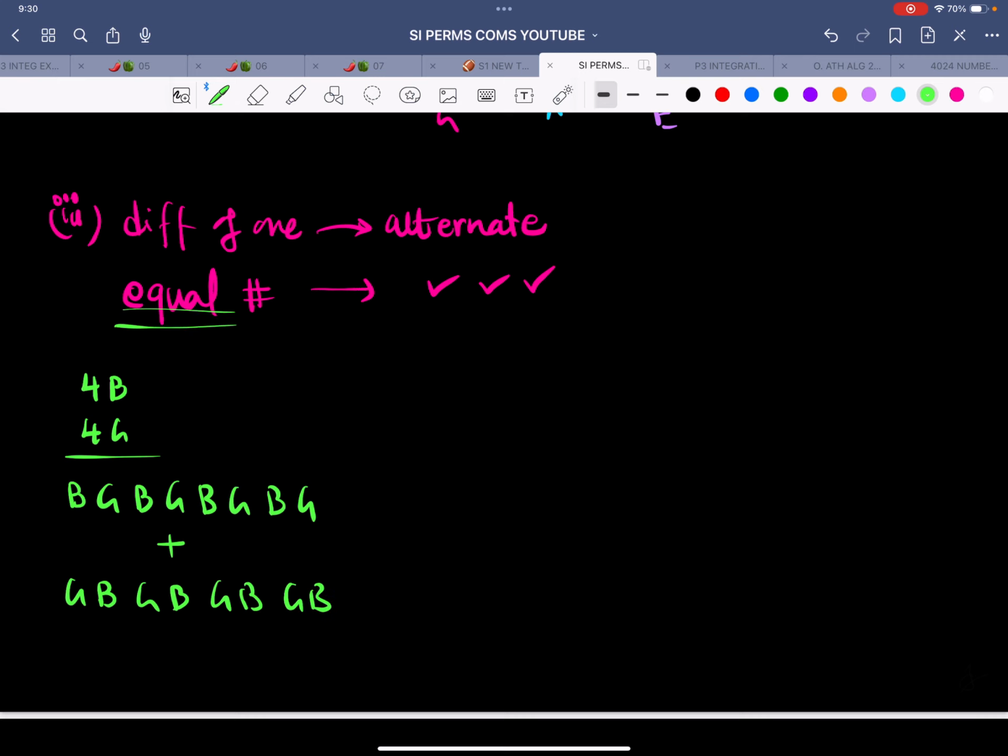That is for equal number. There are 2 possibilities. But let's say if there are 4 boys and 3 girls, in how many ways can they be arranged? Only one way. It has to start with the boy. Boy, girl, boy, girl, boy, girl, boy. That's 4 boys and 3 girls.